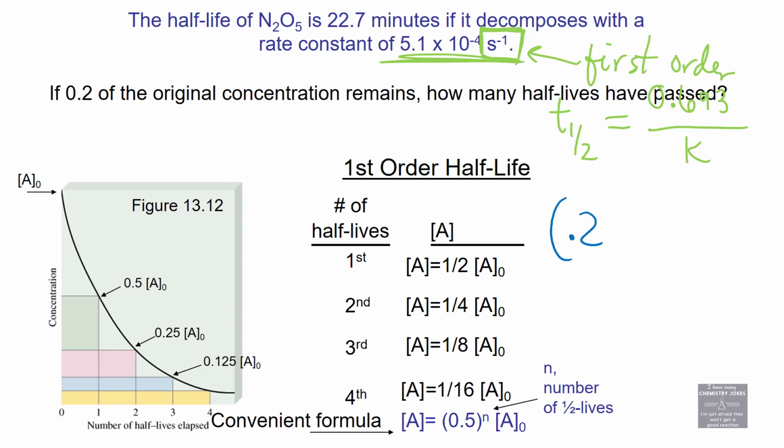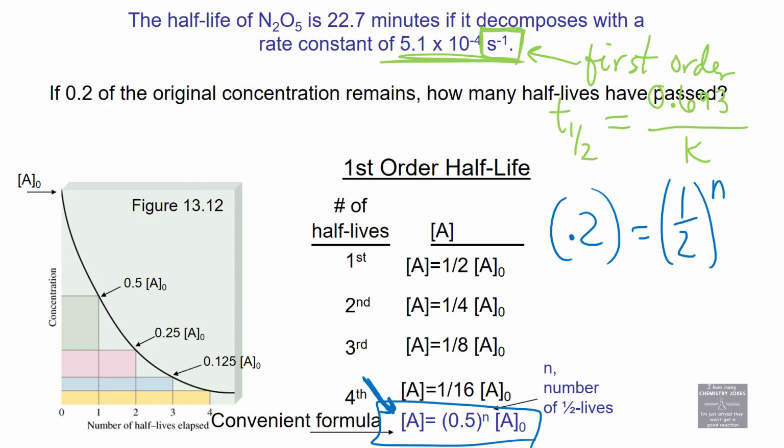So, if 0.2 of the original compound remains, then using this formula down here, that number is 0.2, equals 1/2, or 0.5, raised to the n power, where n means number of half-lives. 0.2 of the original concentration remains. Another way to say that is 20% of the original concentration remains. These concentration time equations are often a percentage thing. If 80% of the original concentration has been consumed, that means 20% remains. If 20% remains, we're going to plug in 20%. But if they say 80% has been consumed, plug in 20%. You'll see what I mean as we keep working.